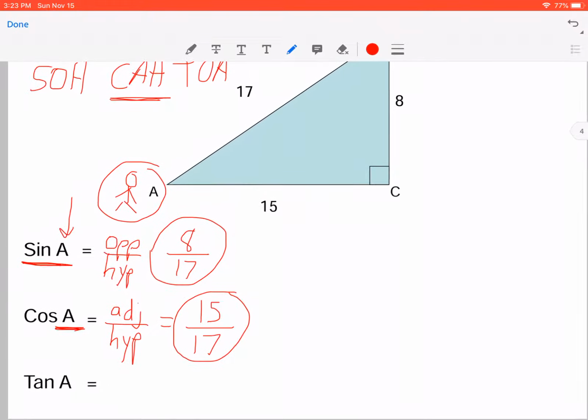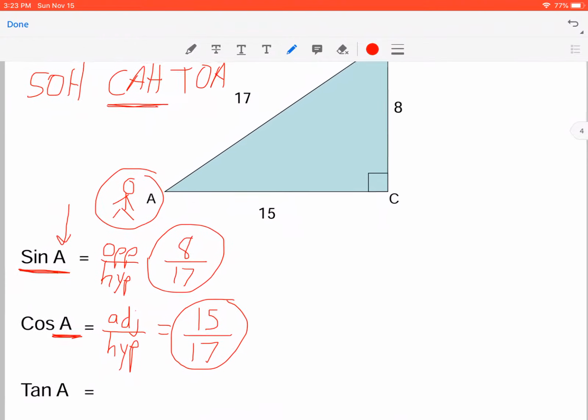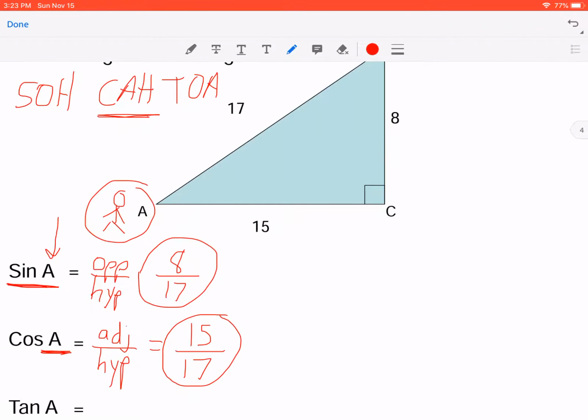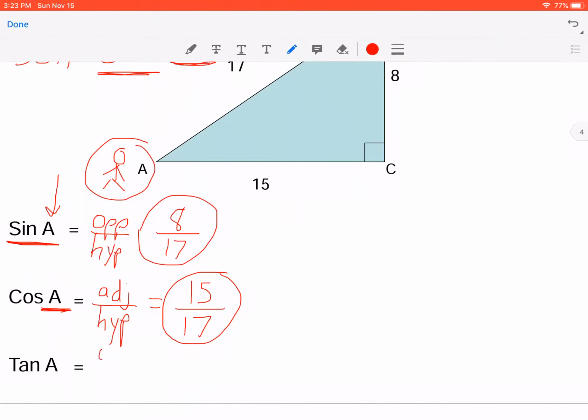And then tangent. Remember, look at your cheat sheet. What's tangent up here? Opposite over adjacent. So if tangent is opposite over adjacent, then who is opposite of me? 8. Who is adjacent of me? 15. That's your answer. That's it. All right?